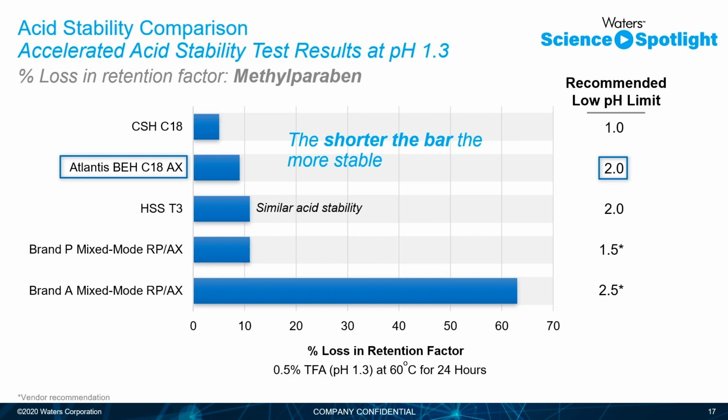So in this instance, the Atlantis Premier BEH C18AX column is very comparable in acid stability to our HSS T3 stationary phase. When compared to some of the competitive silica-based stationary phases out there, it's fairly comparable to the brand P mixed mode reverse phase AX. But if you look at the competitive material, the brand A mixed mode reverse phase anion exchange, you can see that that stationary phase has lost well over 60% of its retention in this 24-hour period, indicating that this stationary phase is not as stable under low pH conditions as our Atlantis Premier BEH C18 AX stationary phase.